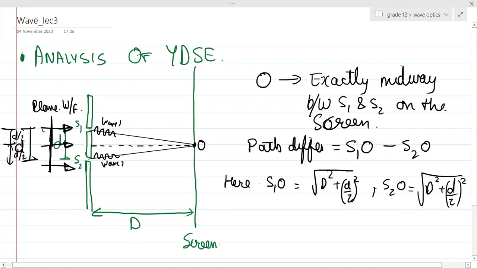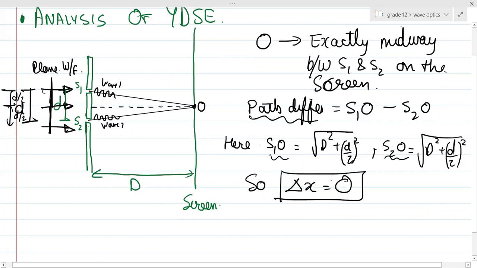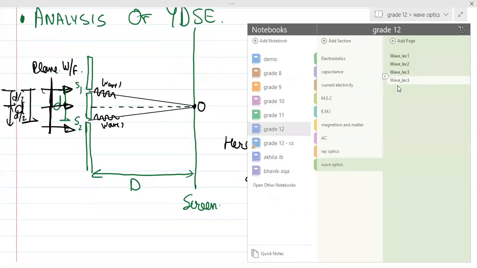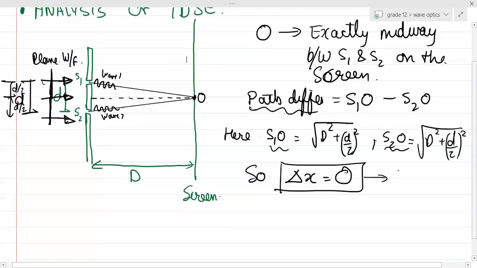So can you see S1O and S2O will be equal? If S1O and S2O are equal, then what will be the path difference? So in this case, the path difference becomes 0. And if the path difference becomes 0, what kind of interference will happen? Constructive interference will happen, destructive is not there, constructive happens, right? So here a constructive interference will take place.